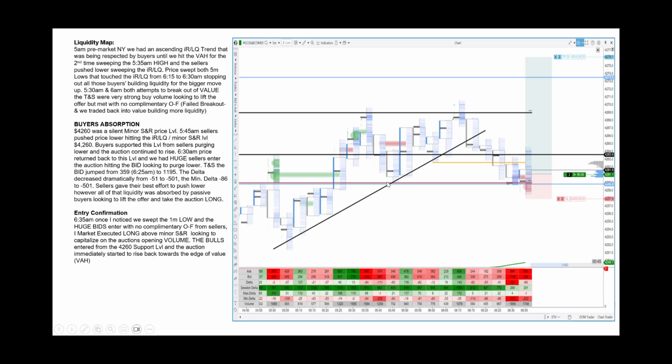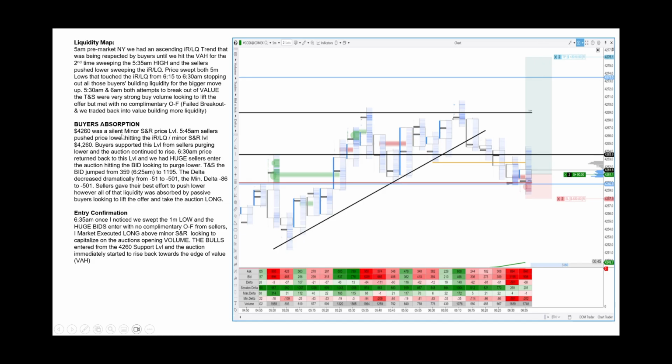This is just textbook. When price hit the value area high for the second time, roughly 15 minutes before the open, buyers were trying to get very aggressive and lift the offer. We were not ready to accept value higher in the auction yet, so we swept out that internal range liquidity. Why do we do that? Because we needed to build more liquidity for the very big move up.